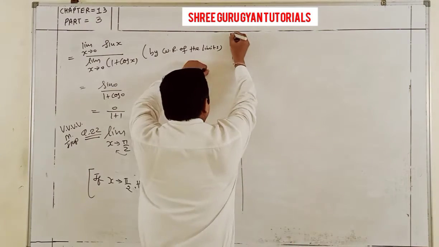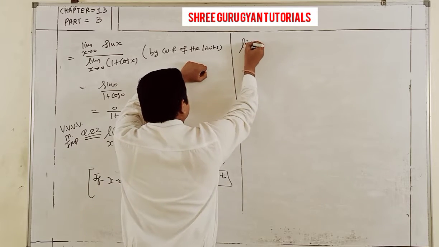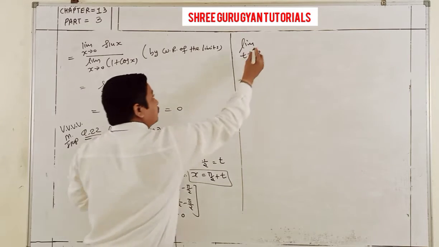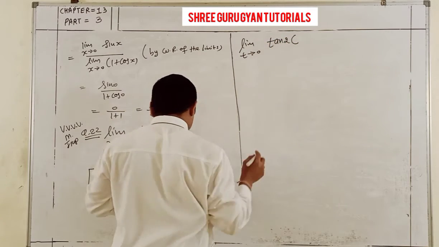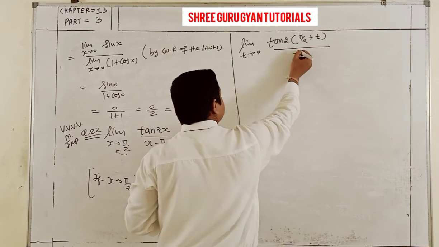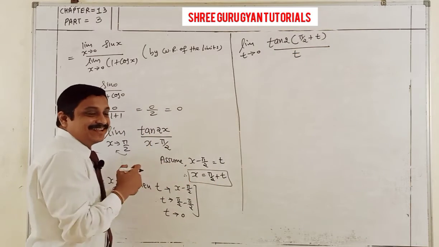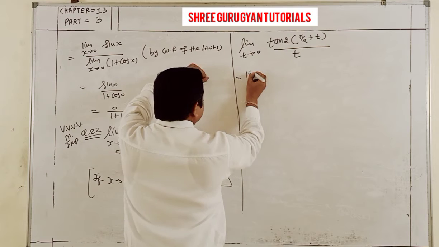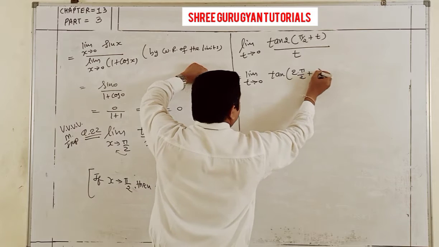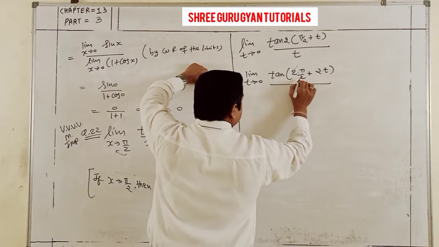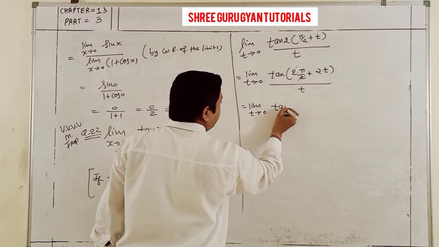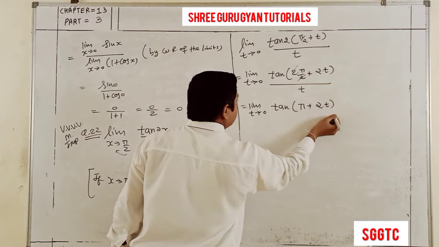Now we continue with our question's solution. Limit t tends to 0 means the limit has changed. Here tan 2 times x, what is x? Pi by 2 plus t, upon x minus pi by 2, which is t. Now taking it inside, limit t tends to 0 of tan of 2 times pi by 2 plus 2t, upon t. This and that cancel. You have only tan of pi plus 2t upon t.